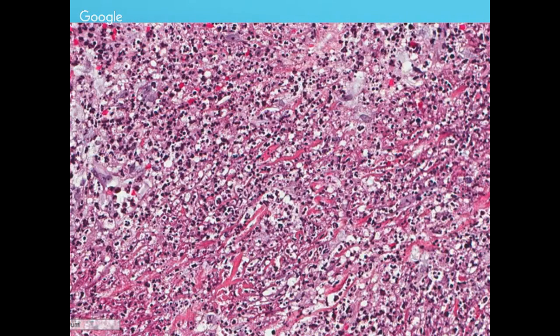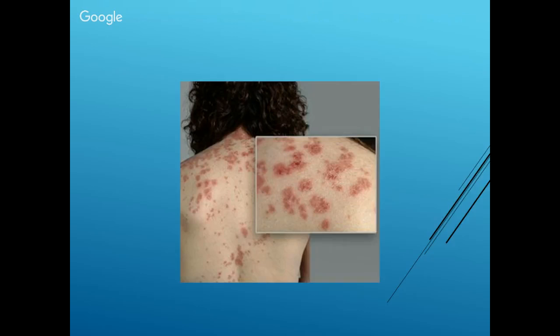The first question that you should always ask is, do I see any vasculitis? So you have to go around the vessels and look for vasculitis. If you don't see any vasculitis, what is this condition called?